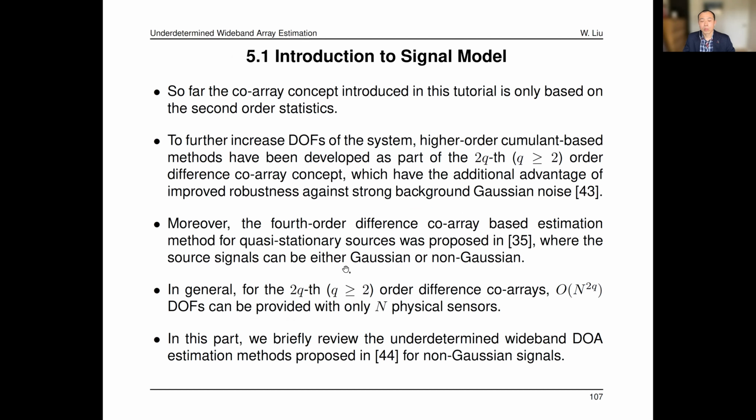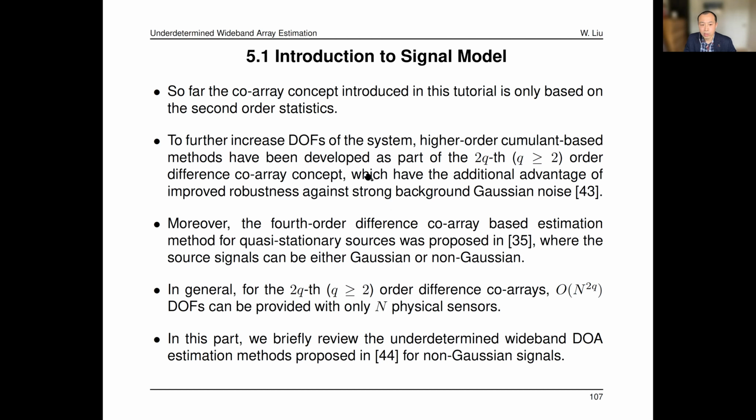So far, the covariance concept introduced in this tutorial is only based on second order statistics. To further increase the DOFs of the system, we can employ higher order statistics, such as cumulants. These kinds of methods have been developed as part of the 2Q order difference covariance concept. The typical value of Q is 2, which gives the 4th order difference covariance.